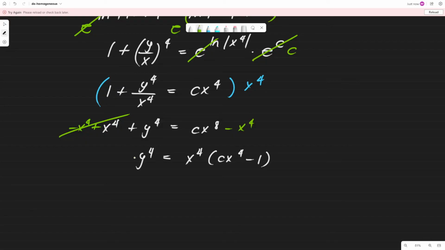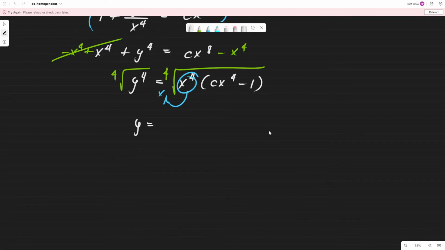Then I will just take the fourth root. Actually, this can do as an answer, but so that we at least have just y, we can get this one. Then the x to the fourth comes out, since its fourth power cancels, so just simply x. So y will be equal to x multiplied by the fourth root of cx raised to 4 minus 1. Okay? So this is our answer.